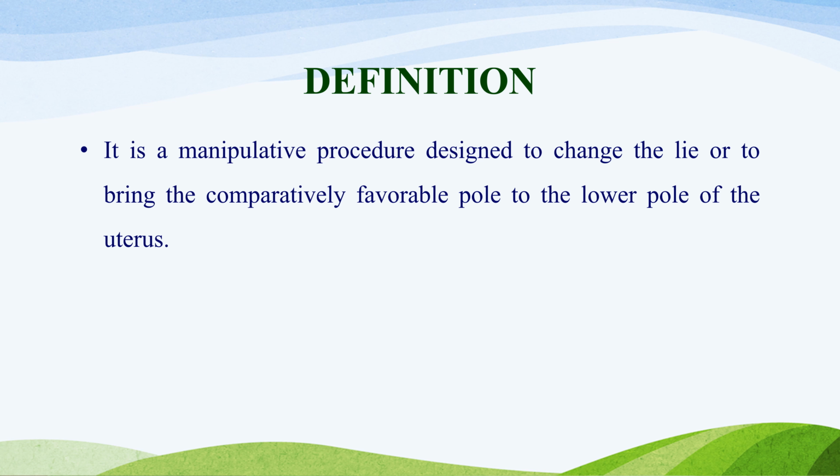So it is a procedure used to turn the fetus from the breech position or the transverse lie into the vertex position or the head down position before the labor begins. And if the version is successful, then the version makes it possible for the woman to try a normal vaginal delivery and avoid unnecessary intervention.